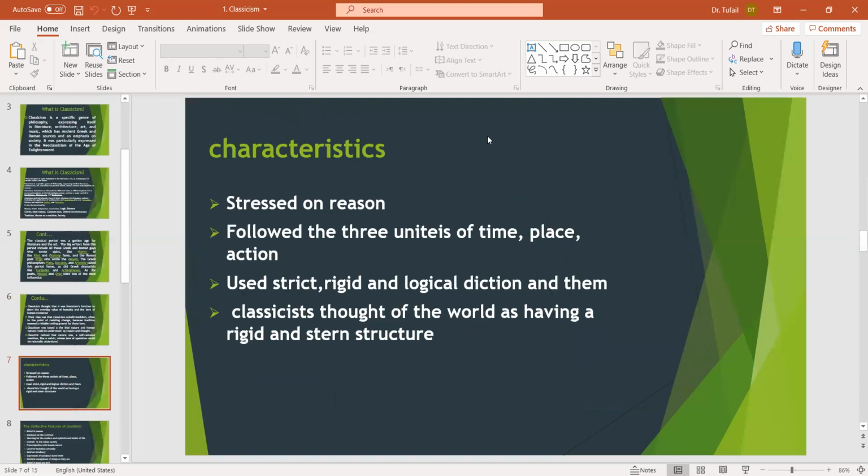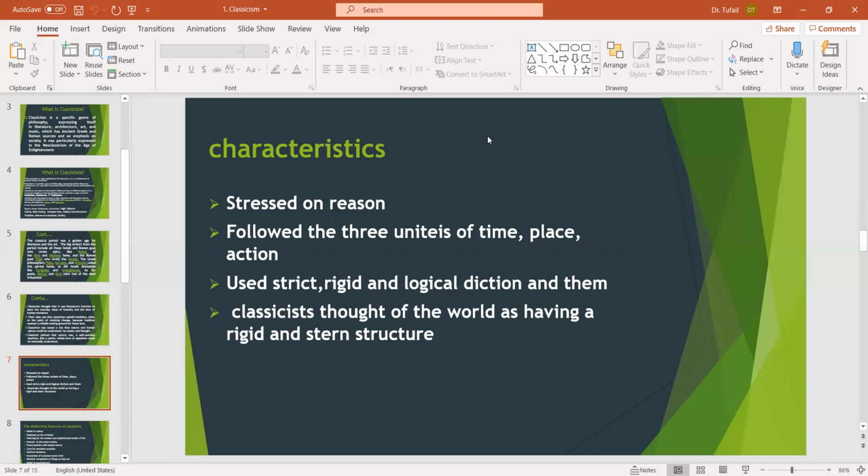And based on reason, they followed the three unities of time, place, and action. You remember in drama we talked about the three unities. Unity of time means that every play should end within 24 hours. Place means where it begins, it should end there. And action means there shouldn't be a variety in the action in the play. If it is a comedy, it should be comedy from beginning to end. If it is a tragedy, it should be tragedy from beginning to end. So they followed the three unities, and they were very strict in this respect.